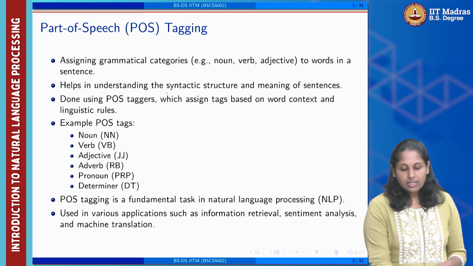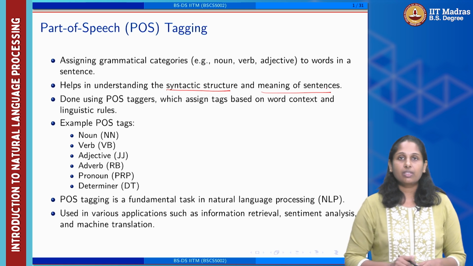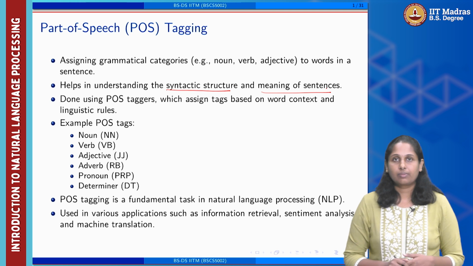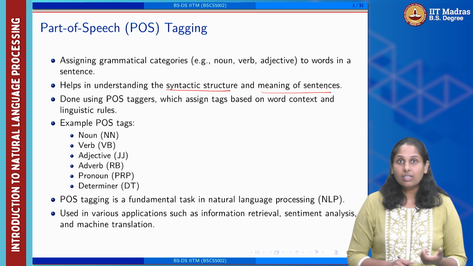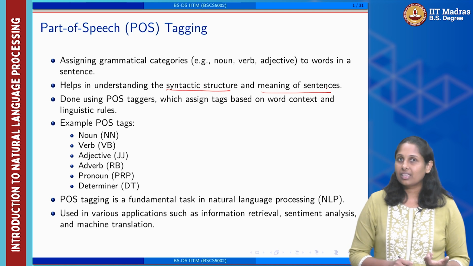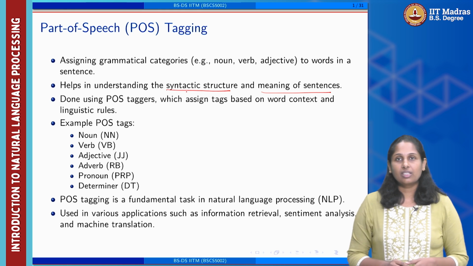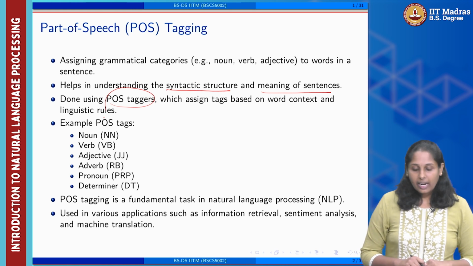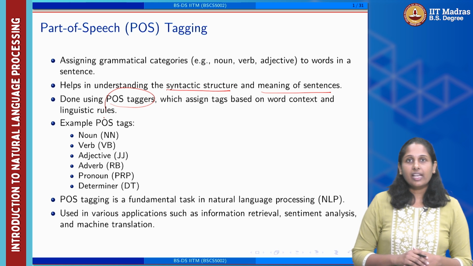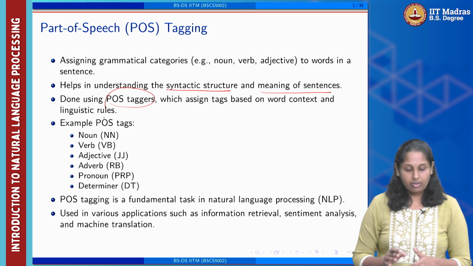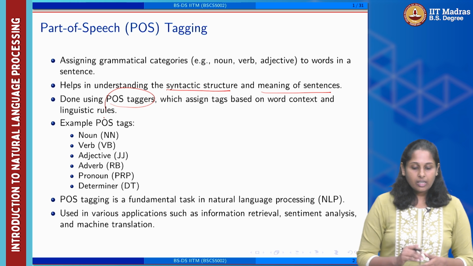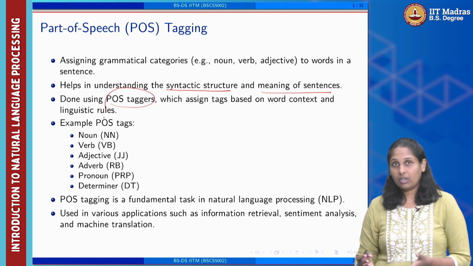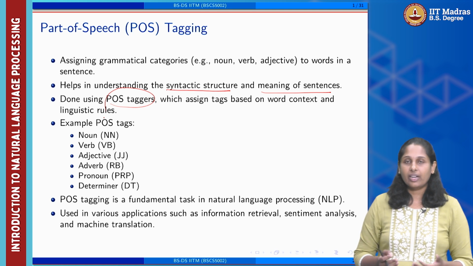Of course, it helps in understanding the syntactic structure and the meaning of the sentence, because in certain cases words are ambiguous, right. So, to disambiguate the words in isolation, POS tagging is used, and later it will be used in the complete understanding of syntactic structure. It is done by using a POS tagger, which assigns tags based on word context and linguistic rules. Examples are noun, verb, adjective, adverb, pronoun, determiner and whatnot. There are many more categories that need to be annotated.